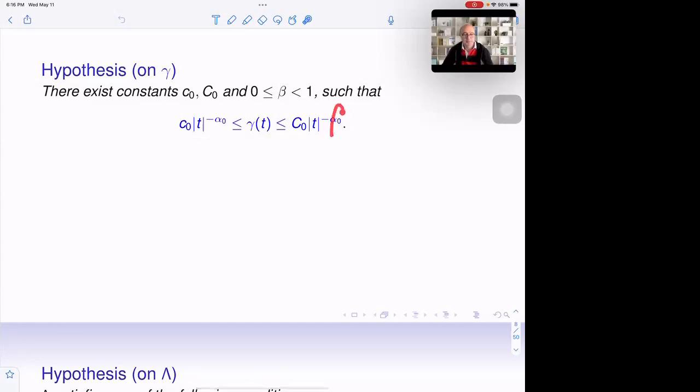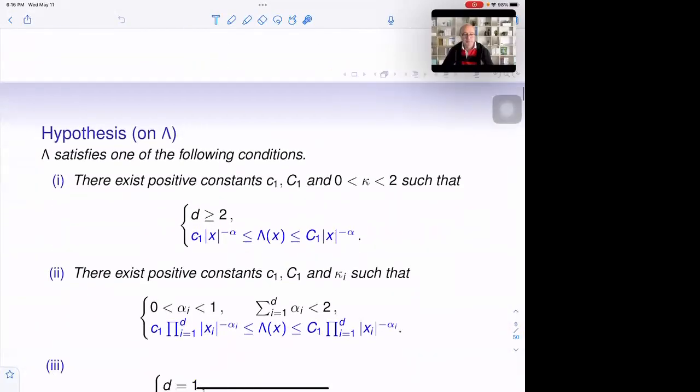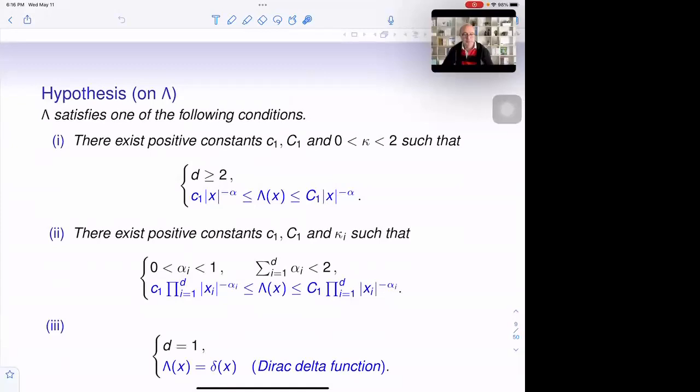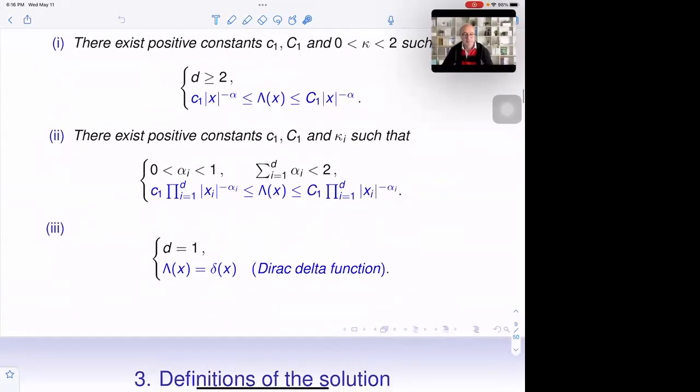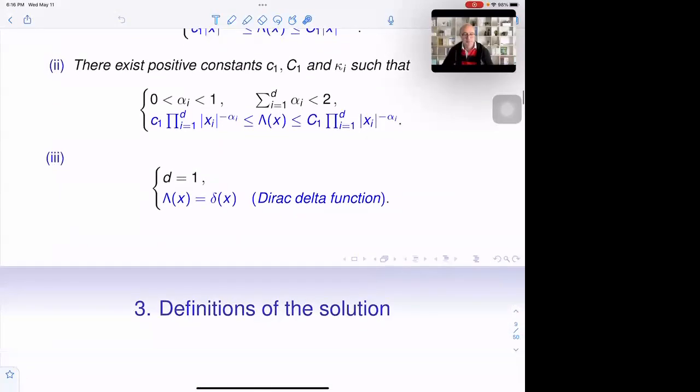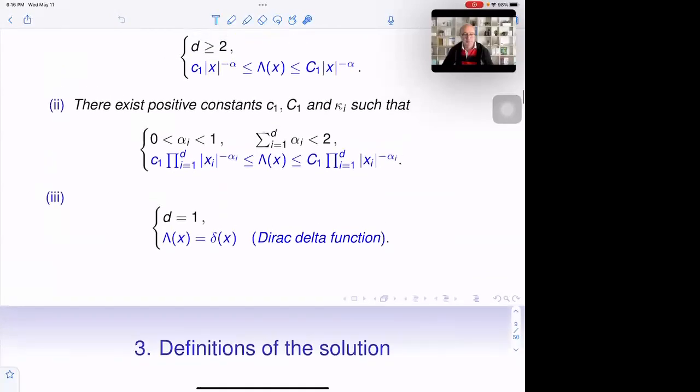I'm sorry, I got something wrong. This should be beta. Oh, this can be alpha 0. That is for time. And for space, we also have some singularity. Sometimes for space-time white noise, we can also assume that lambda is a Dirac delta function. It may not be a function but a generalized function. This is the case when alpha equals 2, or alpha i equals 1.